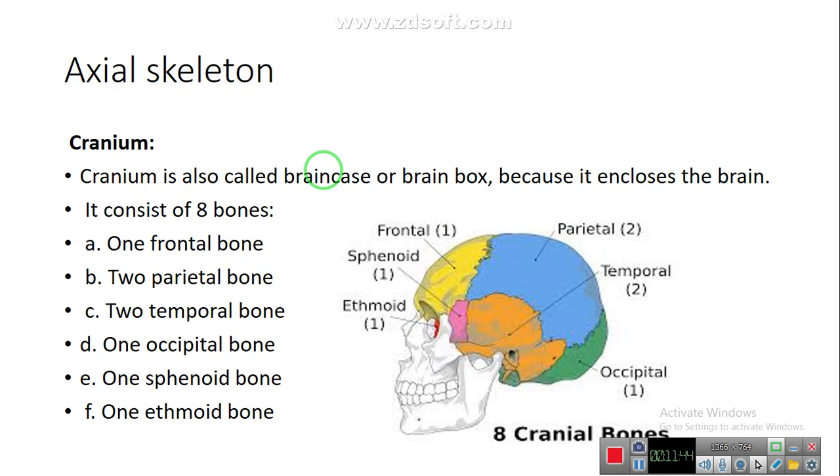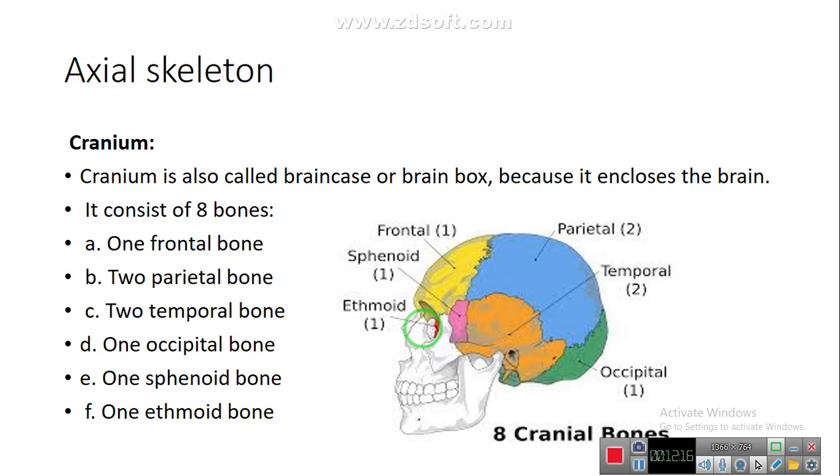consists of the cranium, and the cranium is also known as the brain box or the brain case because it encloses the brain. It consists of 8 bones. Here you can see the 1 frontal bone, 2 parietal bones, 2 temporal bones, 1 occipital bone, 1 sphenoid bone, and 1 ethmoid bone. So these are the 8 cranial bones.